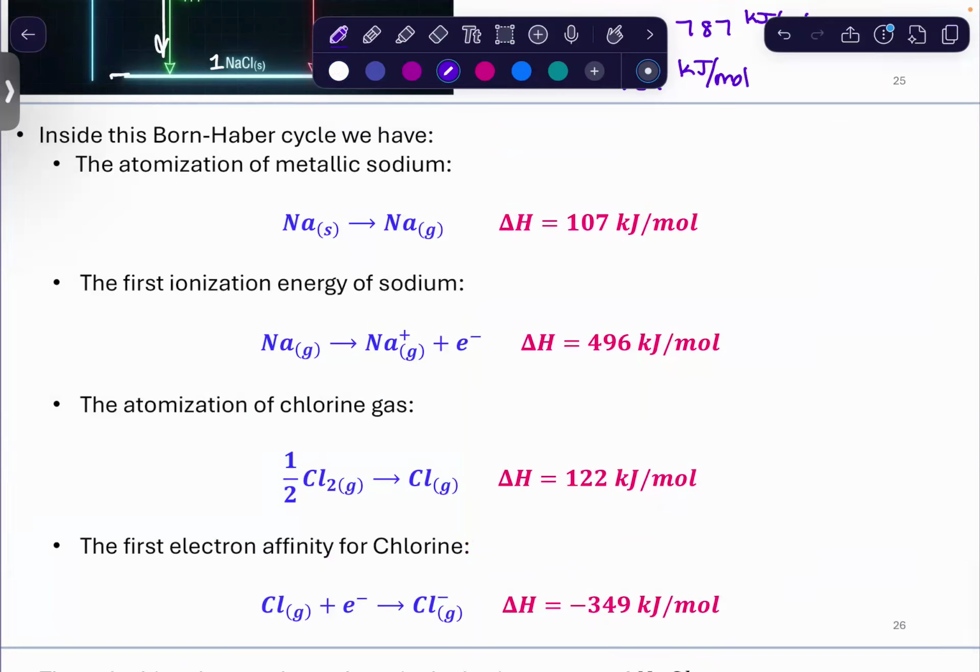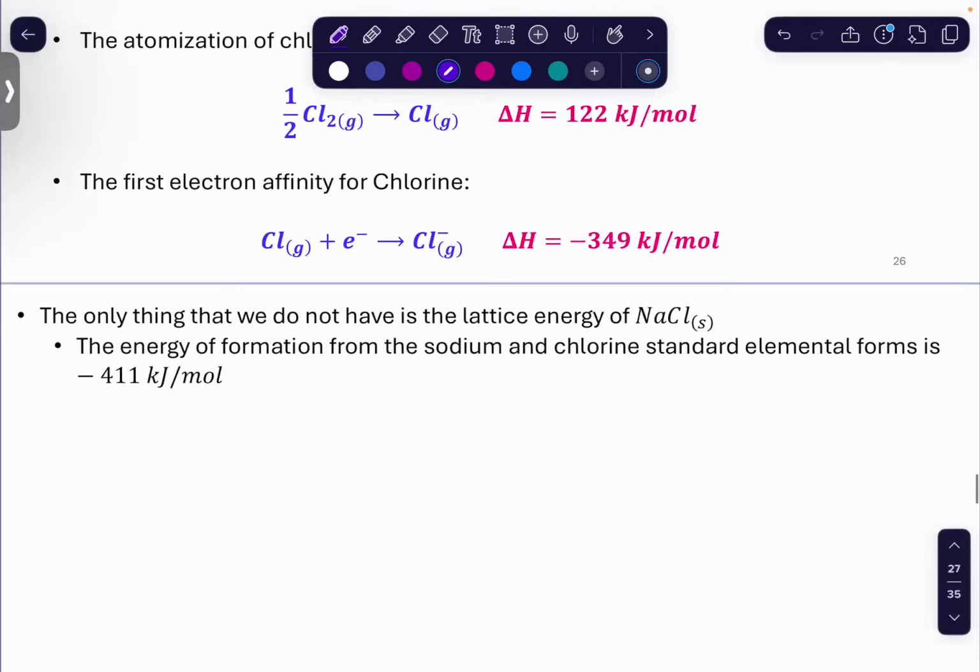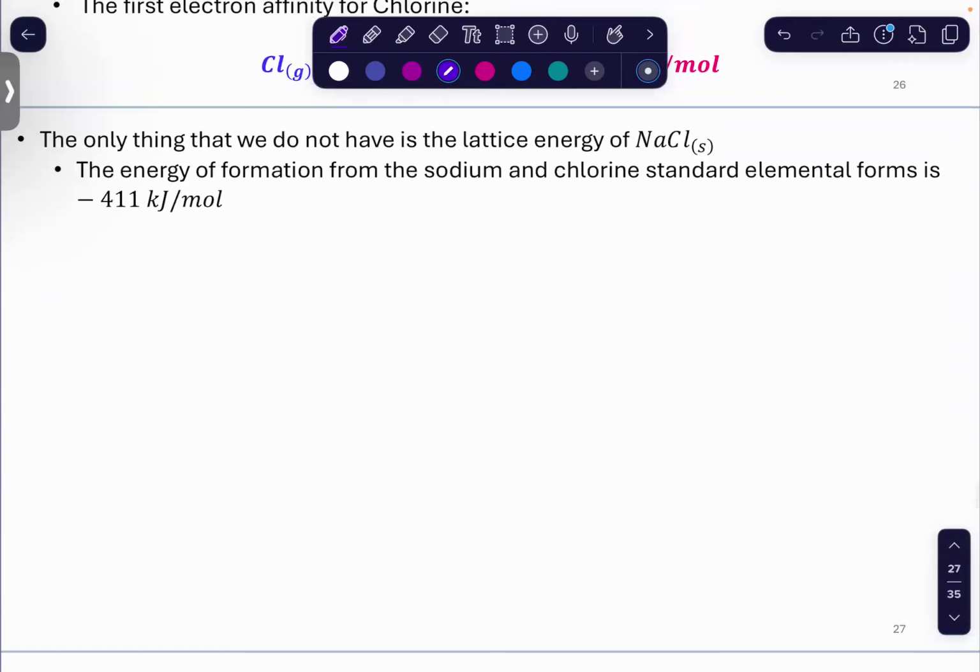So we notice here in the Born-Haber cycle, we have a couple of things going on. These are the various steps: you have the sodium phase change, so the atomization of sodium from solid metal to a gaseous form. The first ionization energy of sodium, so then sodium losing an electron. The atomization of the chlorine gas into individual chlorine atoms. And then the first electron affinity of chlorine to become chloride. So the only thing we don't really have is the lattice energy of sodium chloride, because we saw that the energy of formation, so the formation equation, is a negative 411 kilojoules per mole.